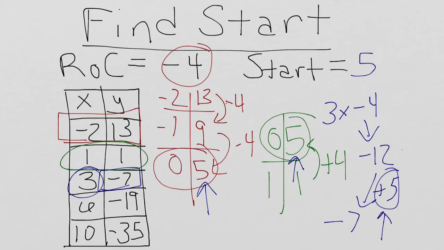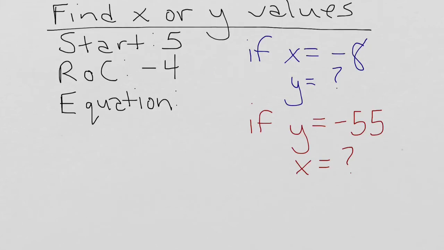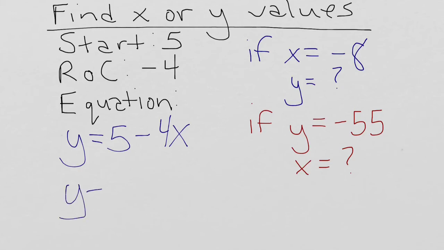Alright, so now we have the rate of change and the start value. If we have the start and the rate of change, we should be able to create an equation. So y equals, we go with our start value of 5, we're going to subtract 4 every time, so we need a times x to make that -4 repeat over and over. Remember, we could also write it y equals -4 times x plus 5.